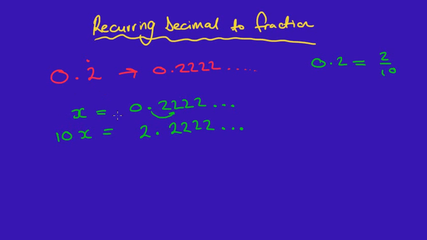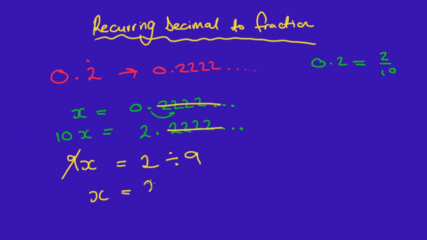I'm going to subtract the first from the second. So 10x minus 1x is just going to be 9x. And then 2.2222 minus 0.2222 is just going to equal 2, because that, take away that, disappears. And hopefully you can look at that and now see why I've done that. Because now it's a simple process of dividing by 9 to get x equals 2 over 9. And I've got my fraction.